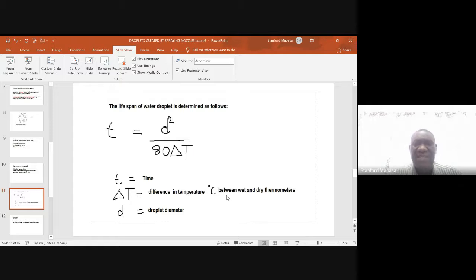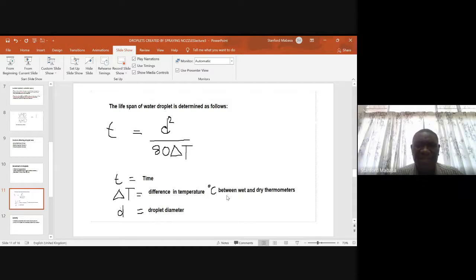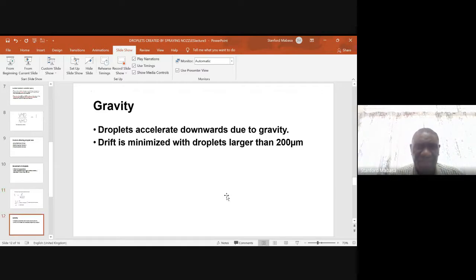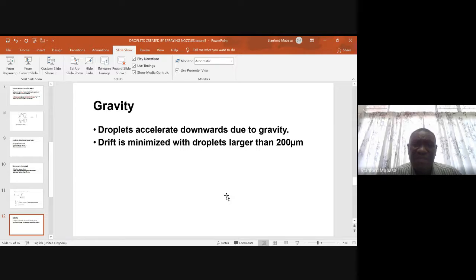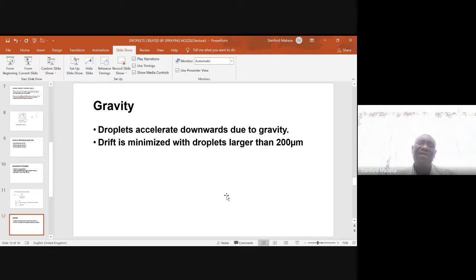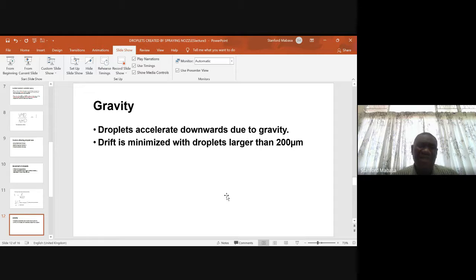So these are some of the equations which may be used to understand more about droplets and spraying. Gravity: droplets accelerate downwards due to gravity. Drift is minimized with droplets larger than 200 micrometers. If they are very small, they can be carried away by the wind.